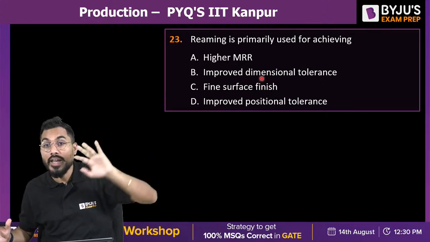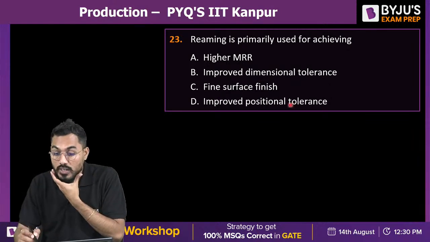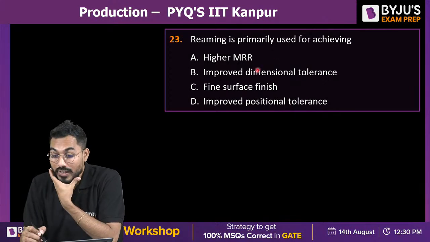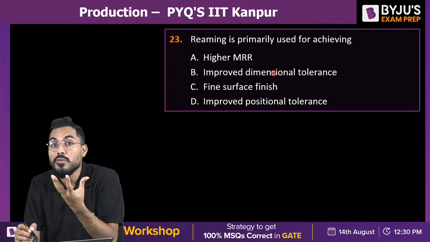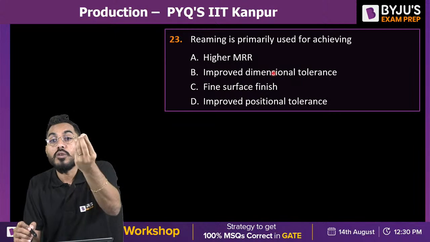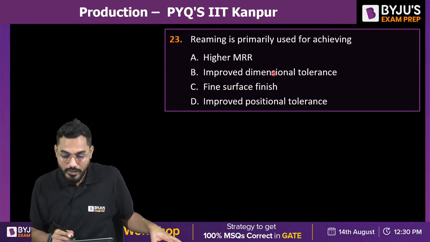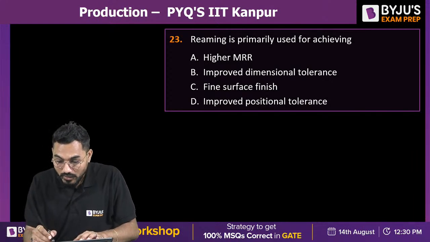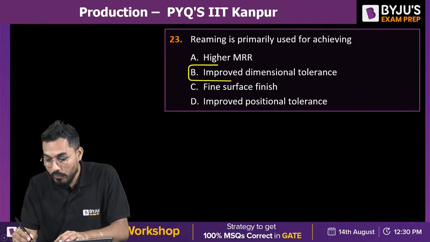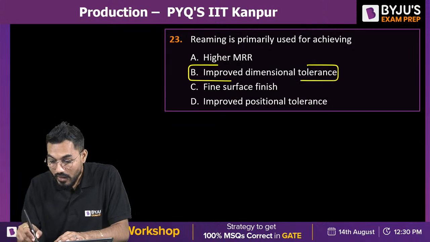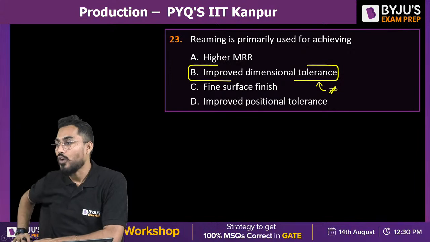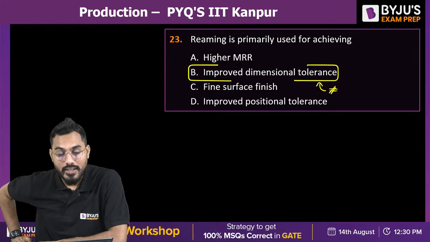Improved positional tolerance, but it's basically improved dimensional tolerance, not positional tolerance. Geometrical tolerance comes in as far as position is concerned. Positional tolerance is different. I'm talking about dimensional tolerance. Dimension means, for example, the diameter should get manufactured to 10 millimeter. That is called dimension. So the major use of the reaming operation is to achieve a required grade of dimensional tolerance. Option B is the spot-on answer for us. Is it okay, everybody? Yes.